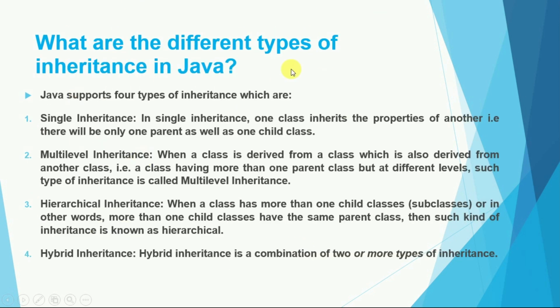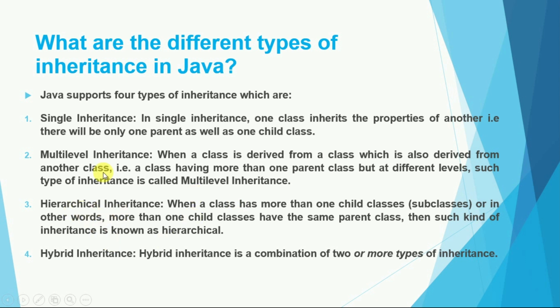So what are the different types of inheritance in Java? There are basically four different types. First is single inheritance, where one class simply inherits the properties of another, so there will be only one parent and one child. That is called single inheritance. Then there is multi-level inheritance, when a class is derived from a class which is also derived from another class. So there are different levels. Such a type of inheritance is called multi-level inheritance.